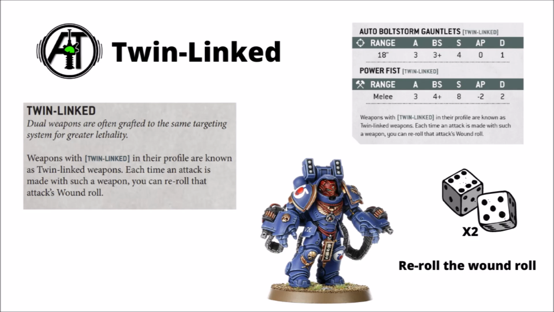For example, these aggressors have Auto Bolt Storm Gauntlets and Power Fist in combat. Both of those profiles are twin linked. They'll make the number of attacks listed on the profile, and if they fail the wound roll, then they get to re-roll it. As for in-game impact, generally this will be flat worse than just having 2 copies of the same gun without twin linked, and twin linked weapons will generally be a little bit more useful against things that you might have struggled to wound anyway.